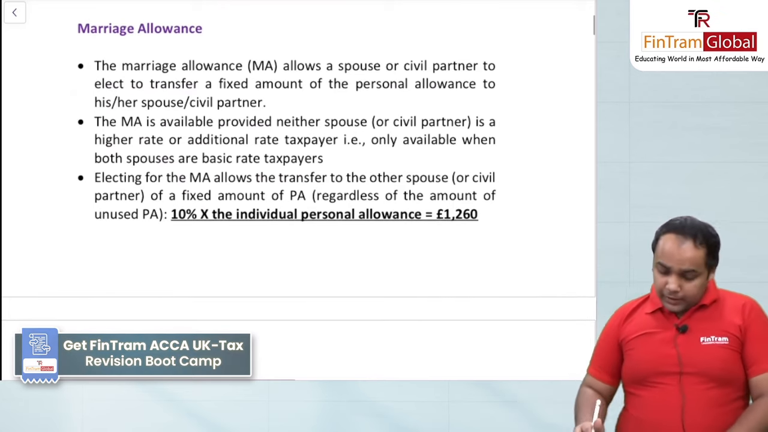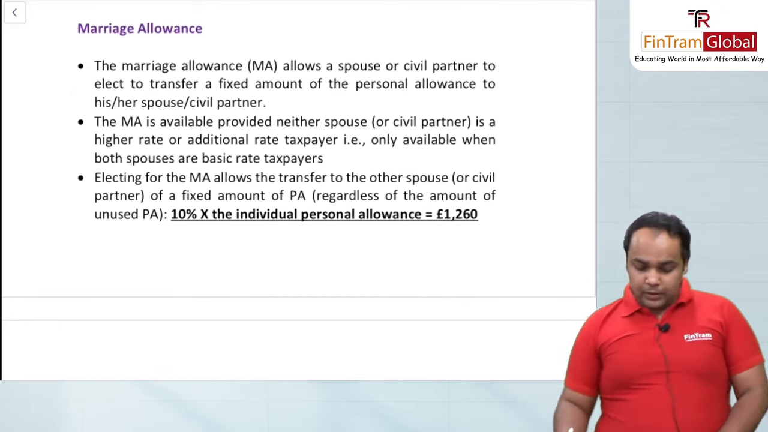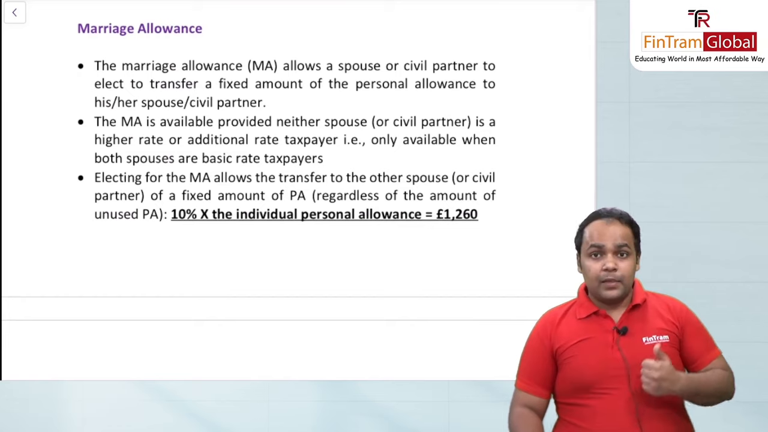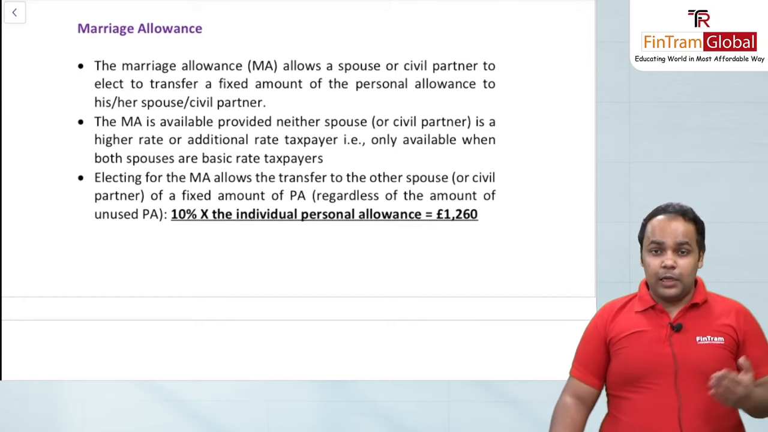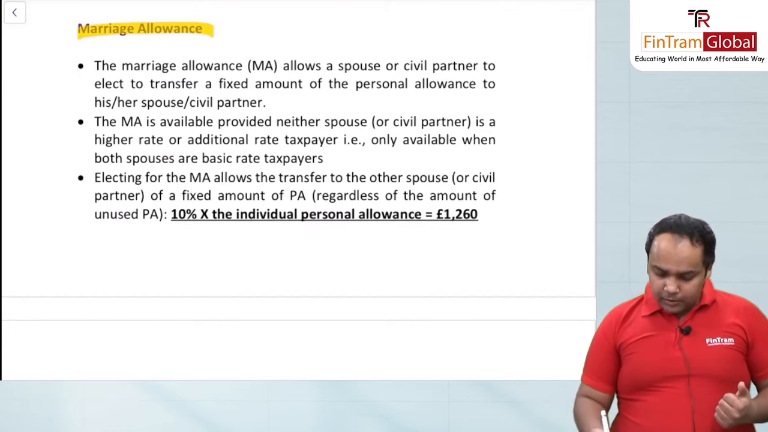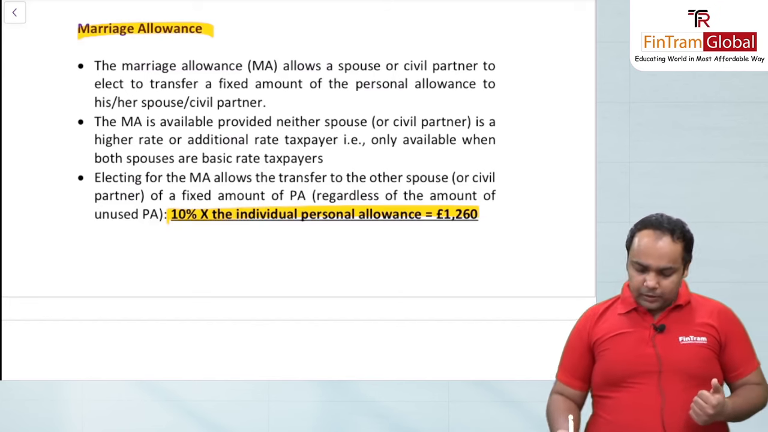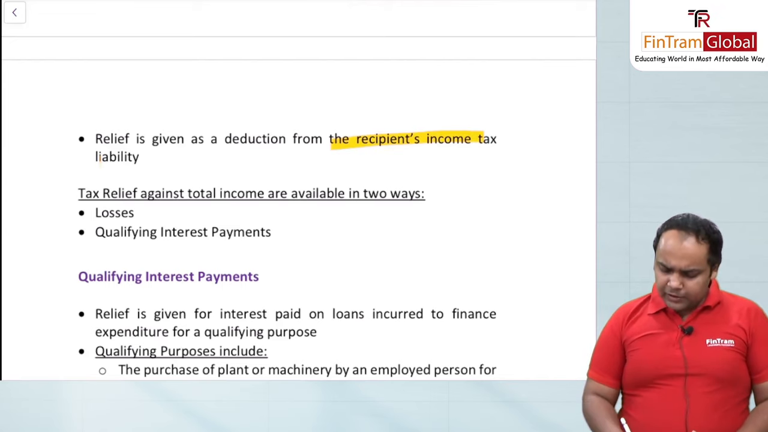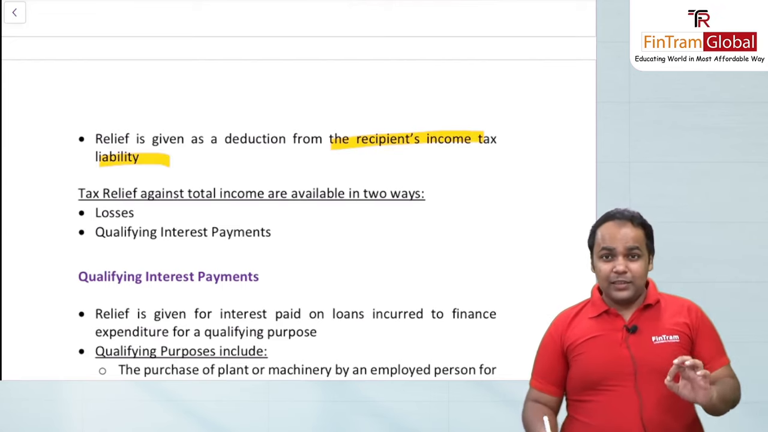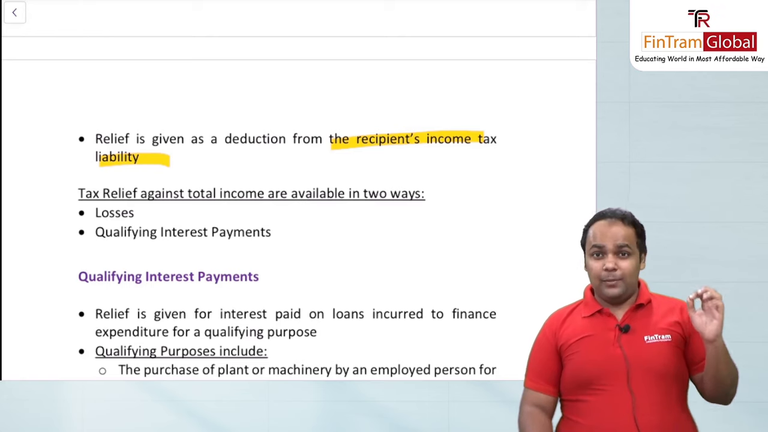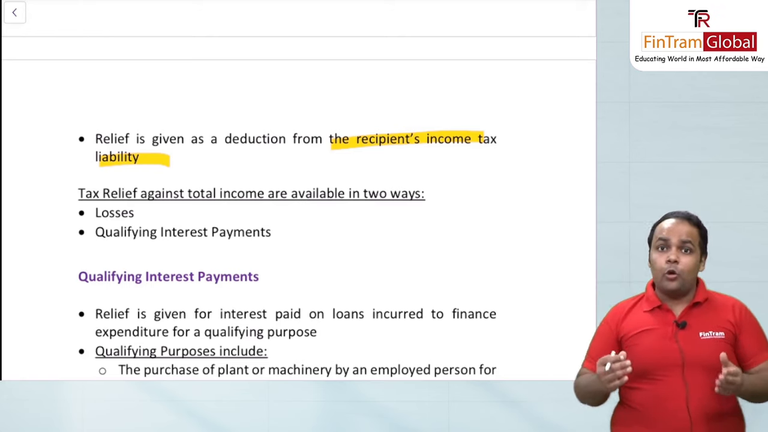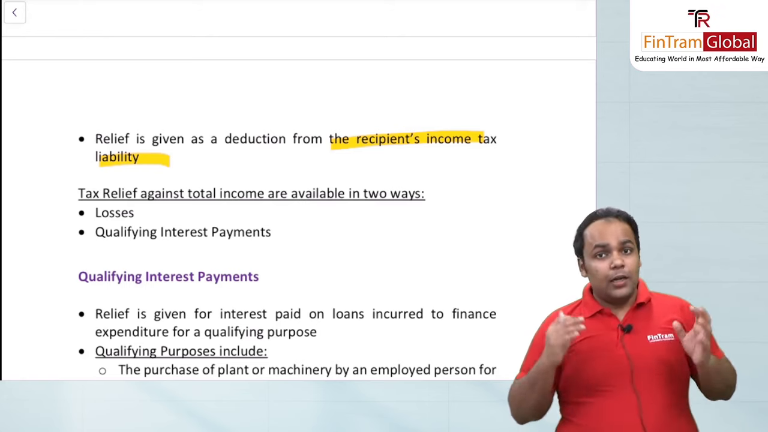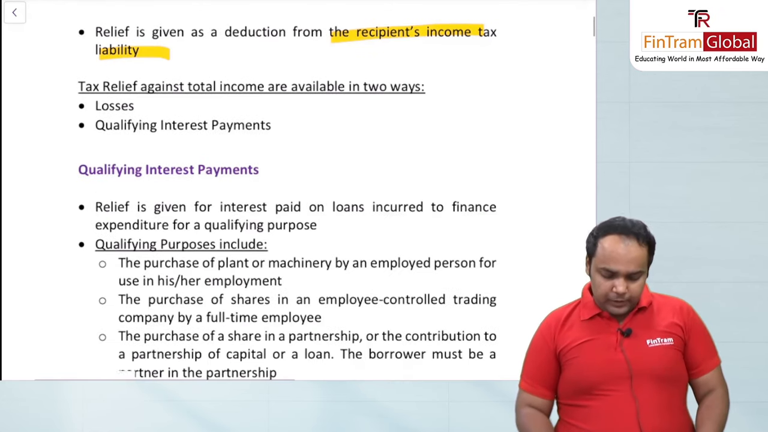Coming to marriage allowance, guys, remember, marriage allowance is a transfer of personal allowance between two spouses. A fixed portion, that is 10%, is transferred, and it is given as a deduction from the recipient's income tax liability. All these things, guys, again, you might be tested as part of a larger question or as part of an MCQ. All of these things have to be remembered very, very well.